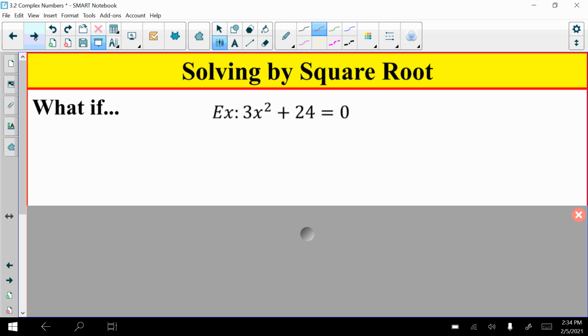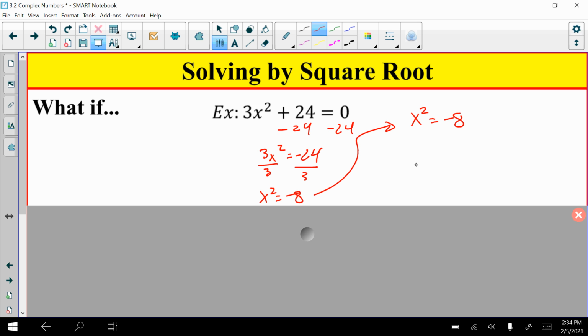Imagine with me that I gave you this equation, and I told you to solve it by taking square roots, just like we did in that last video. Well, you would say, I want to get the thing being squared alone. So you would subtract 24 to get 3x squared equals negative 24. You divide by 3 to get x squared all by itself, and you would be left with x squared equals negative 8.